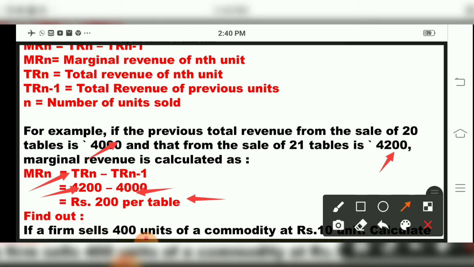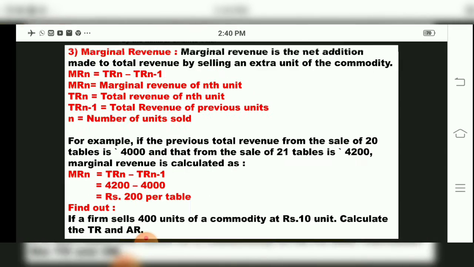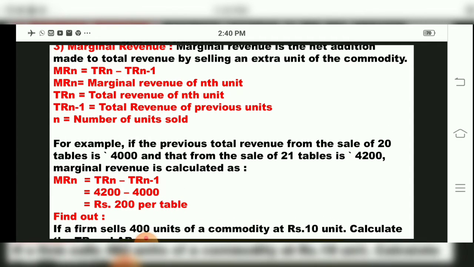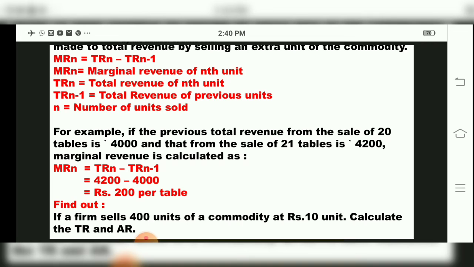So this is how marginal revenue is calculated. MRn is equal to TRn minus TRn-1. 4,200 minus 4,000, that is rupees 200 per table. Then the next example they have given, we will study during the offline lecture, children. If a firm sells 400 units of a commodity at rupees 10 per unit, then calculate TR and AR, that is total revenue and average revenue. This sum we will solve in the offline class, children.